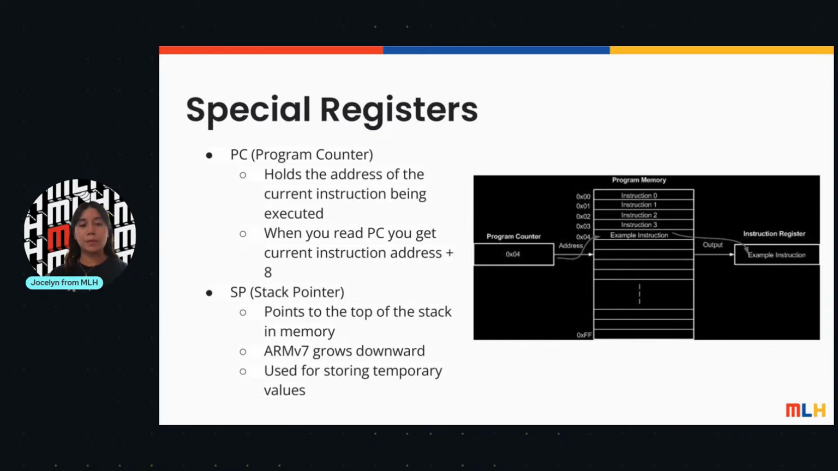Then we also have the stack pointer, or SP, and this one points to the top of the stack in memory. So if I have my memory stack, it will point to the first position. And a very specific characteristic of ARMv7 is that it grows downward. So you will start with less memory, and every time that you advance positions or addresses, you will be increasing your memory. And this stack pointer is used mostly when you want to store temporary values. So if you don't want to store your values permanently in your computer's memory, you will use the stack pointer in order to hold them temporarily.